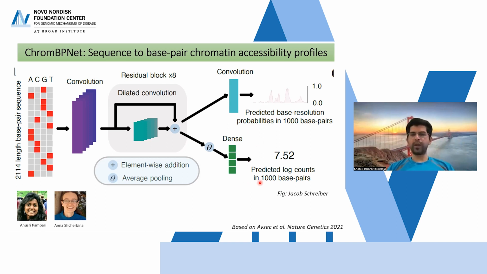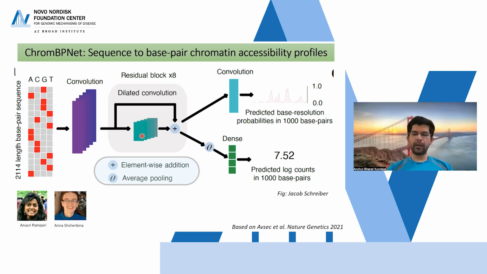Okay, so that's ChromBPNet. Very similar to BPNet, it just has many more convolutional filters. BPNet used to have 64 convolutional filters, ChromBPNet has 512, because you are trying to capture a more complex syntax than that for a single transcription factor.